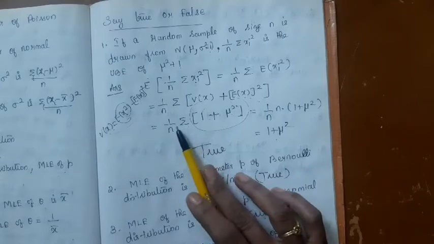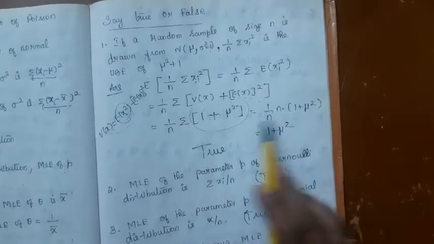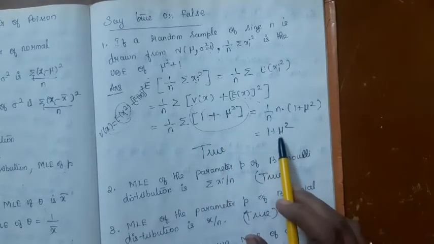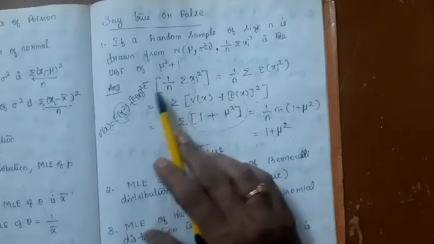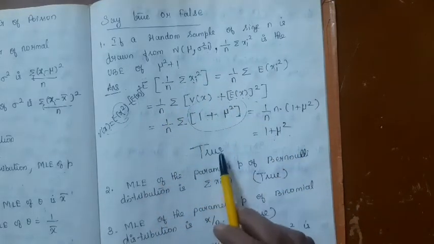So it is 1 by n summation of 1 plus mu square, which is 1 by n times n times 1 plus mu square, because you don't have the running variable i here. N and n get cancelled and you get this answer. So the unbiased estimator of this is this. The statement is correct, true.